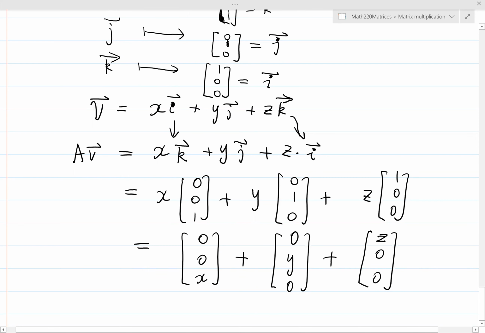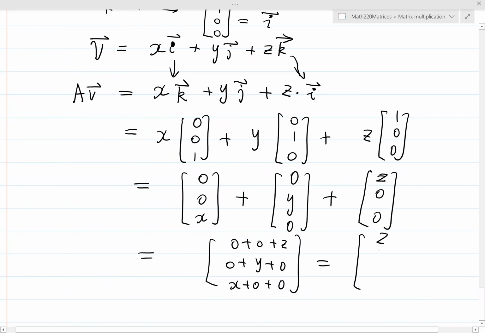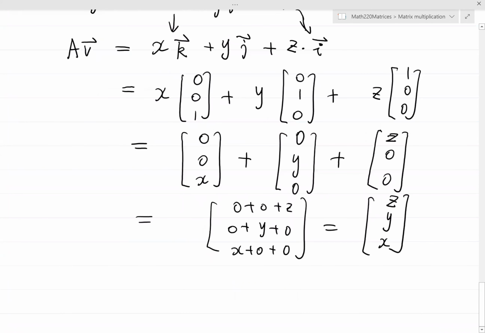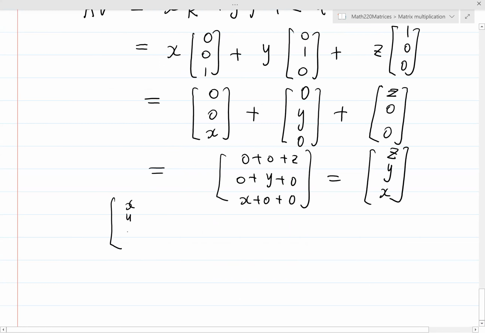Okay, and then we have the vectors, and then we add component-wise. So we get 0 plus 0 plus z, 0 plus y plus 0, x plus 0 plus 0. So you see, what we get is z, y, x. You see what happened? We plug in a vector xyz, and the output is zyx.